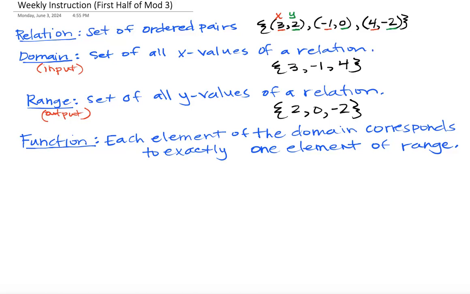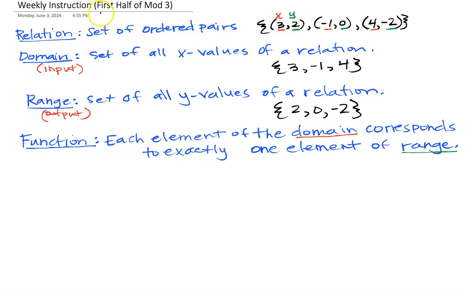All right, so on this then, now we have enough information that we can talk about what a function is. A function is where each element of the domain corresponds to exactly one element in the range. Sometimes students get this a little bit backwards in their mind, and so I want to make sure it's clear to you what a function is and what it isn't.